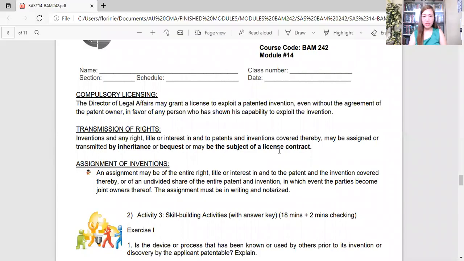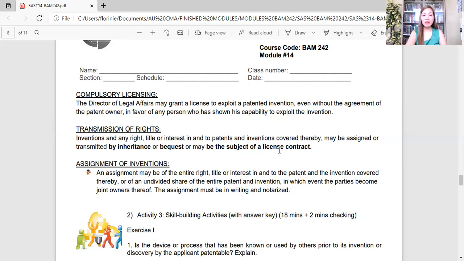So let's talk about transmission of rights. So transmission of rights, inventions, and any right, title, or interest in and to patents and inventions covered thereby may be assigned or transmitted by inheritance or bequest or may be subject of a license contract. Pwede pala ito na matransmit by inheritance or bequest or by gift. Okay. So, ibibigay mo to sa ibang tao. Ayan. Parang ipapa-inherit mo pero sa ibang tao. Usually kasi yung inheritance ay terminology na ginagamit para sa pagpapamana sa mga related by blood. Okay.